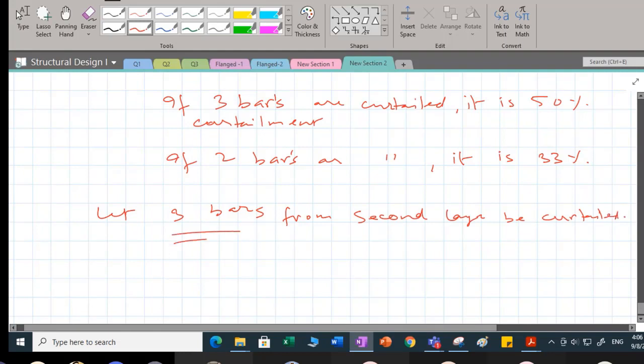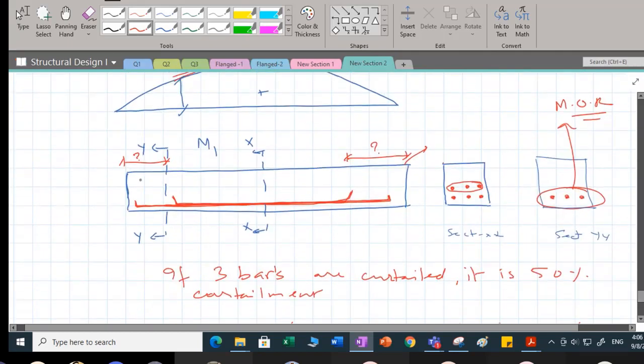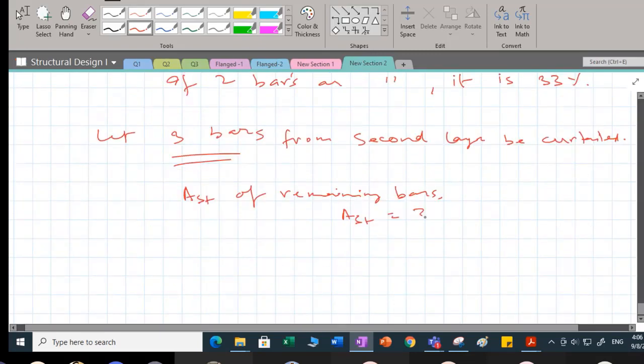If you remove these 3 number of bars, what is AST of the remaining bars? So what will be AST at section YY? We have curtailed the bar. So what will be AST at YY? It will be 3 into pi by 4 into 20 square, or 3 into 314. How much is coming? 942.48. So 942.5 millimeters square. Okay, so this is what you are getting, 942.5 millimeters square.